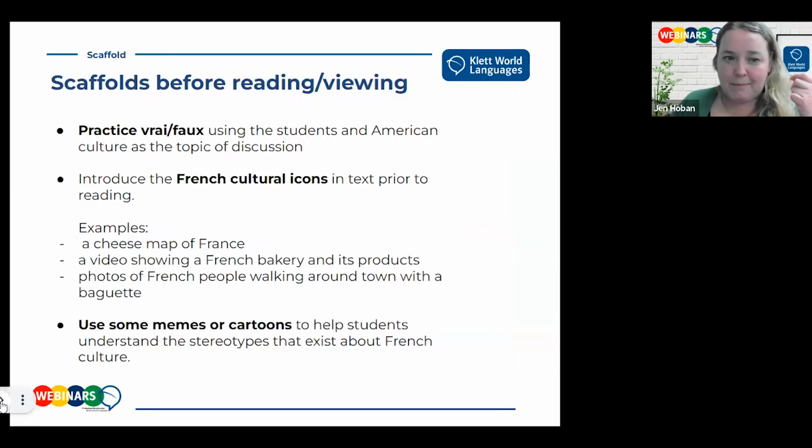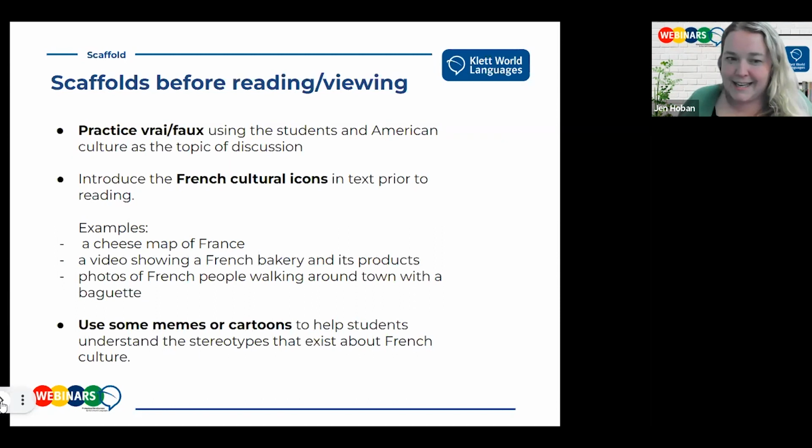One of the things, before even reading it or looking at it, I would have the students practice with vrai faux, right? And maybe you could have the thumbs up vrai faux and talk about topics that are happening with your culture. So this text is all about stereotypes or things people believe about French food and French life. So you could perhaps do that about American culture. What are some things that people think? Is it true or is it false? So you can get some practice, like I said, with the vrai faux.